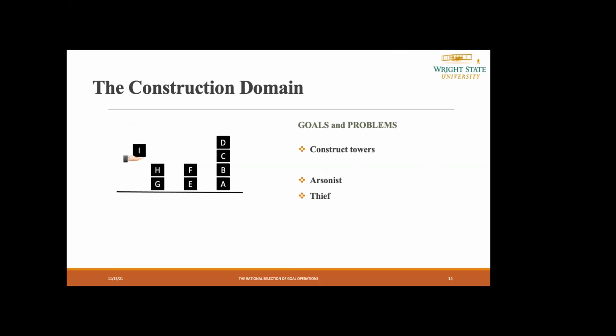The construction domain is a very simple domain. It's an extension to the Blocksworld domain, in which the goals are to simply construct towers of different heights, and the agent has blocks and a motor. If it uses the motor, it can construct sturdy towers. If not, the tower would be wobbly. And we give different rewards for these 2 different types. The anomalies in this domain occur in the form of an arsonist or a thief. The arsonist would light fires on the towers, and the thief would steal the resources, meaning the blocks or the motor, from the agent.